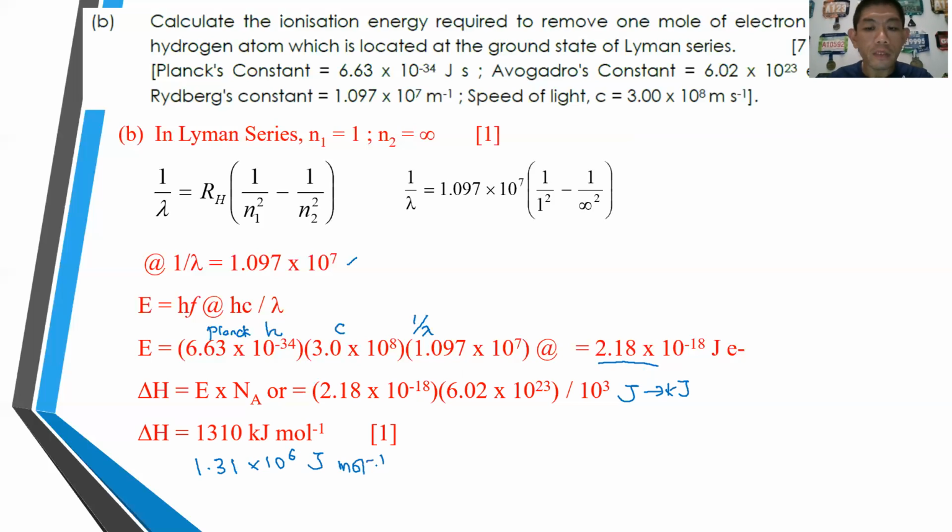Okay. So that is how you apply this to calculate the ionization energy for electrons in the Lyman series. Okay, that is for number 1. Immediately we go to number 2.